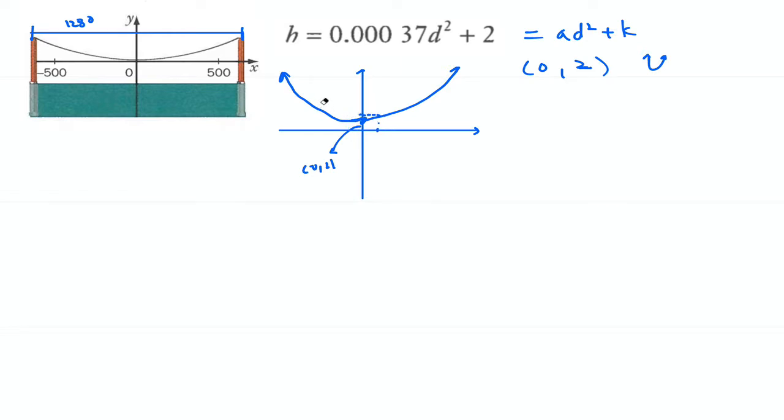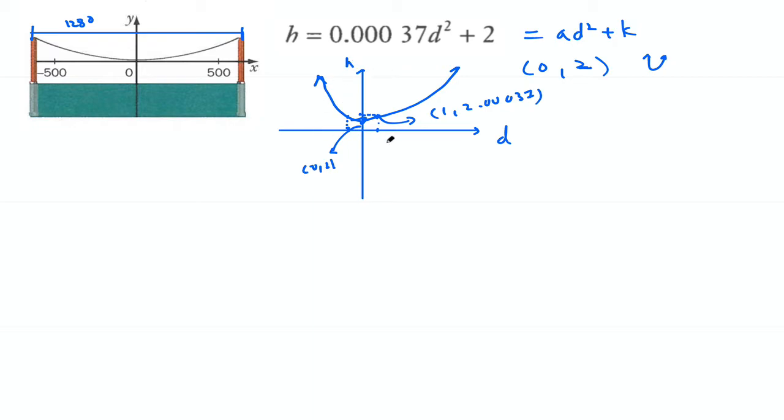Whoops, let me just redraw this side. Right, if this is -1, it needs to intersect here. Okay, and then this point is given to be (1, 2.00037). Okay, so we got this. This is D versus H.